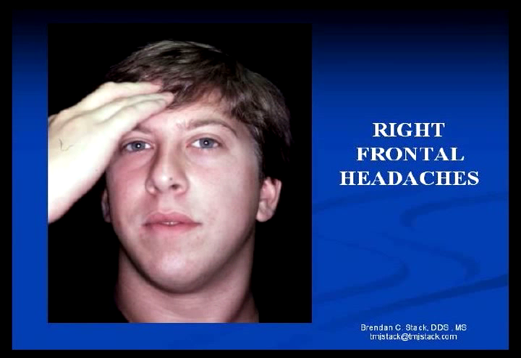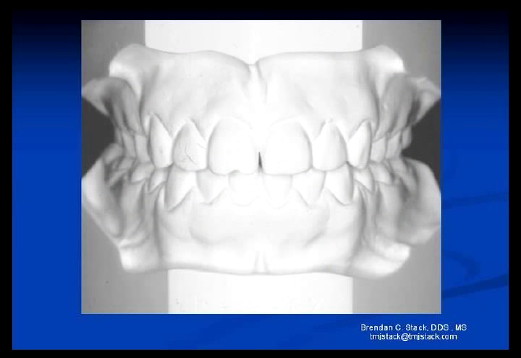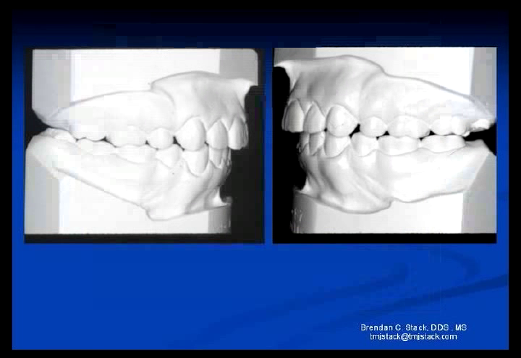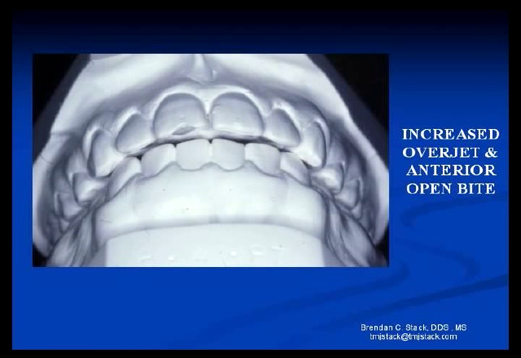He has right frontal headaches, and this is his occlusion. You can see from the front the amount of overbite and overjet he has. This is the right side on the left side of the screen, and the left side of his occlusion on the right side of the screen. You can see his overjet is increasing, and he is creating an anterior open bite.